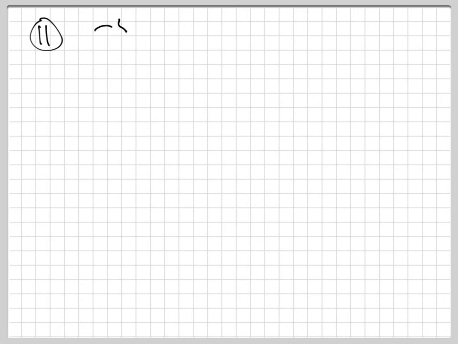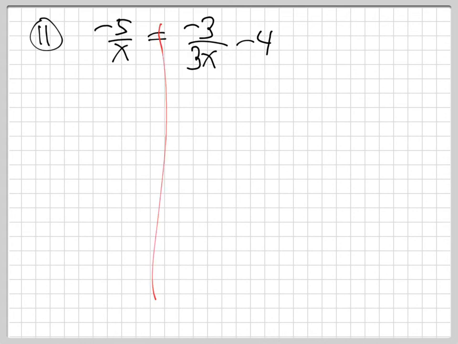11 says minus 5 over x equals minus 3 over 3x minus 4. Okay, so here's the equation. How do we solve for x? So you know the deal. We got denominators. We got to get rid of them, right? That's our first step. So how do we get rid of those denominators? Common denominator. What do they both go into? 3x. 3x over 1, and then just 3x, same thing.